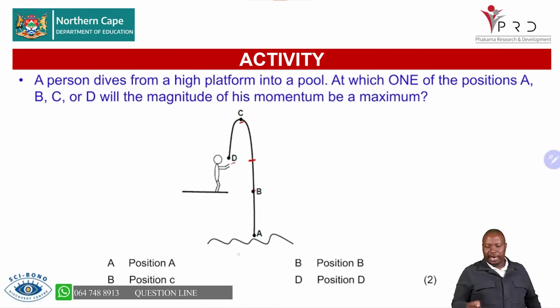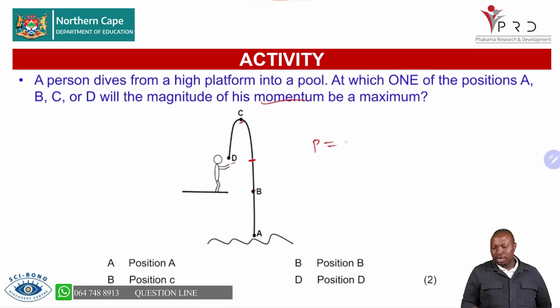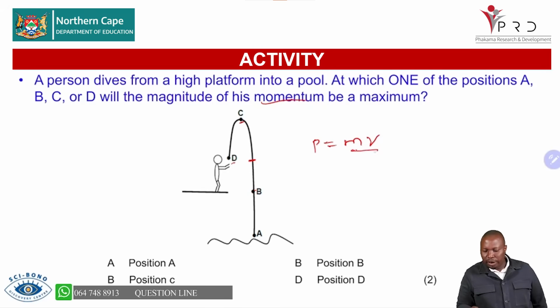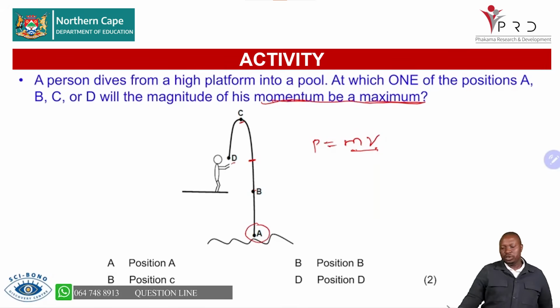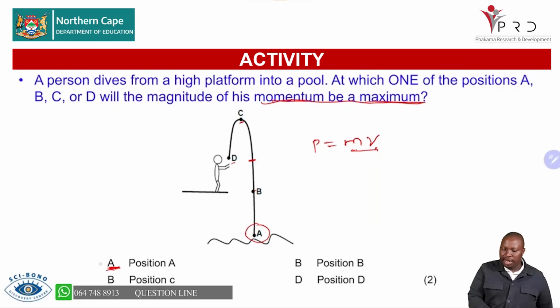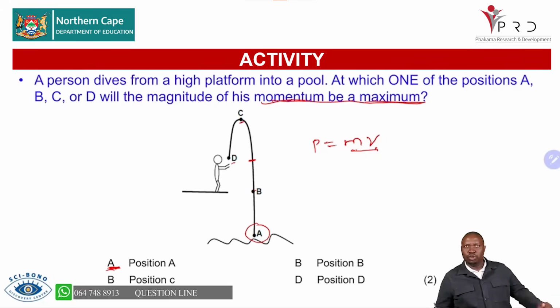And the question is about what? Momentum. And you know that momentum is defined as the product of mass of an object and velocity. So that question now will say p equals mv. The v is maximum, which means we have maximum momentum at A, because it depends on the velocity. So the position where we have maximum momentum is position A, and that is option A. So you get your 2 marks.